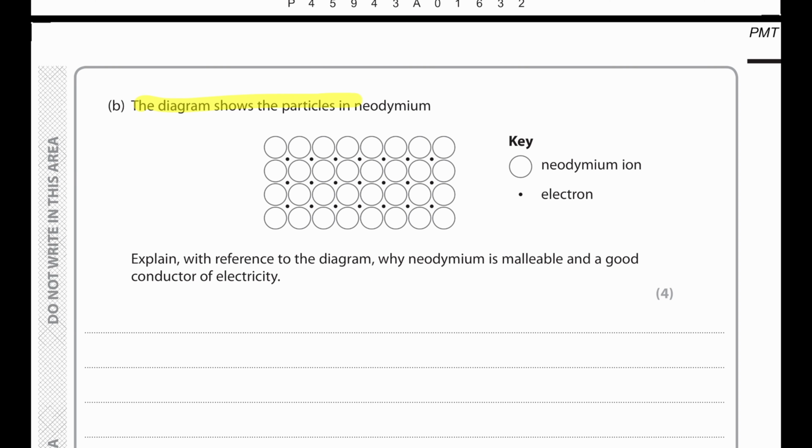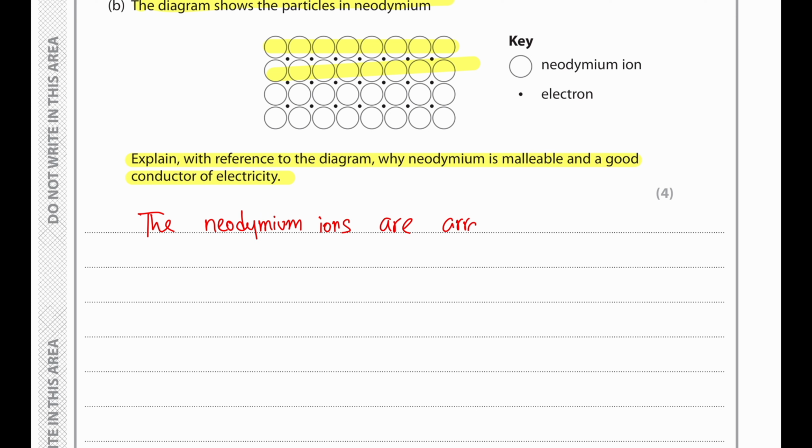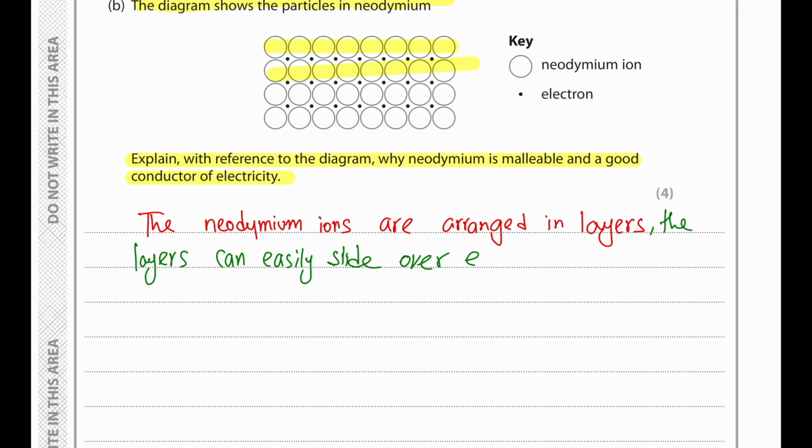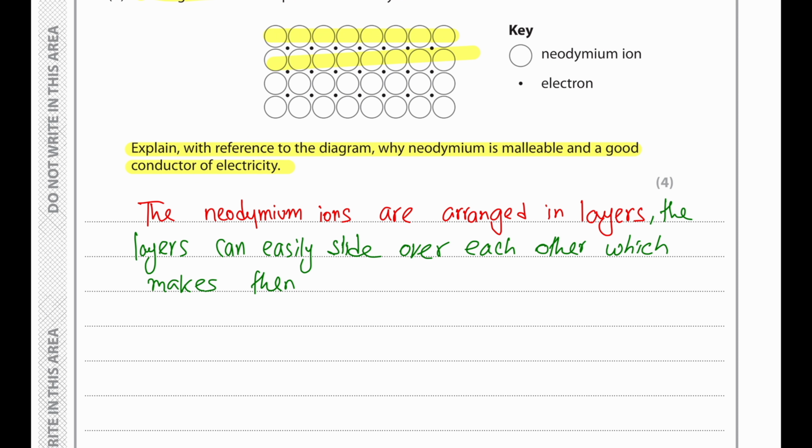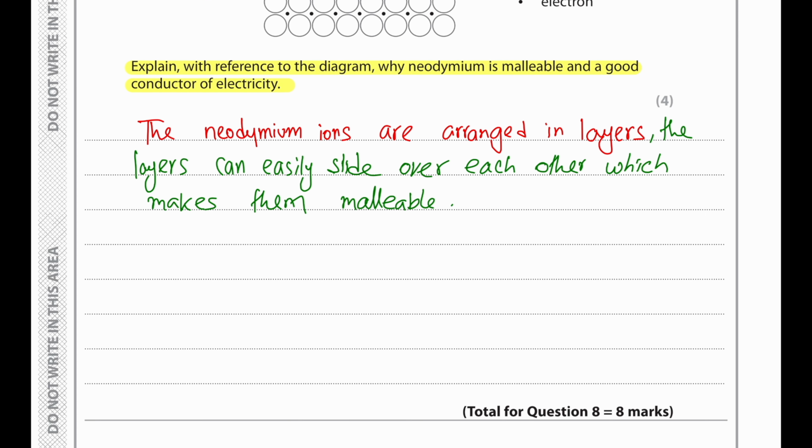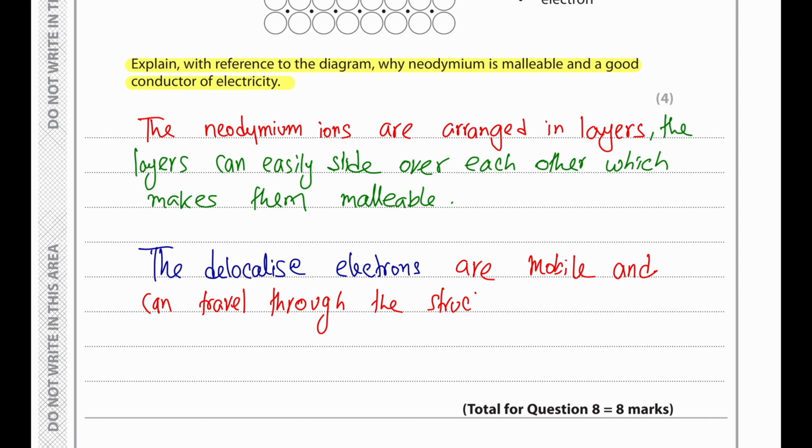The diagram shows the particles in neodymium. We can see the neodymium is regularly arranged with electrons in between. Explain with reference to the diagram why neodymium is malleable and a good conductor of electricity. The neodymium ions are arranged in layers. They form layers which can slide over each other, and the delocalized electrons can travel and flow through the structure when voltage is applied. That's why it can carry electricity, and because it is regularly arranged, that's why it is malleable.